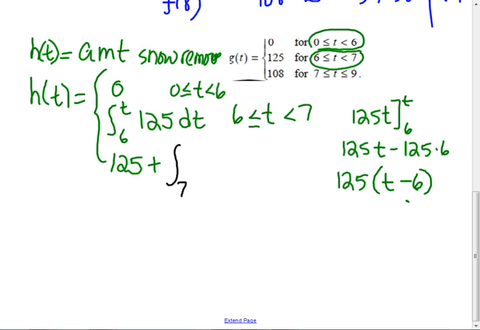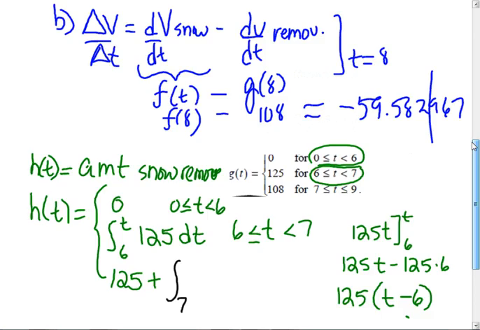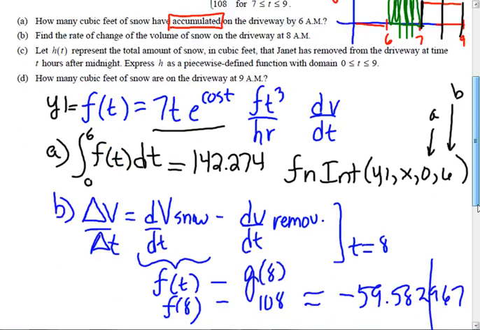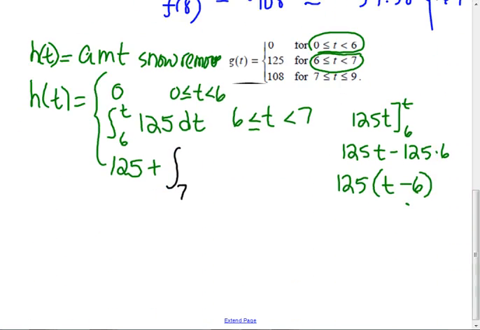not between 7 and 9, but at 7 and t, because at 7 she hasn't done anything at 108 cubic centimeters per hour, but at 8 she's done half of that. She's done 54, right? And at 9 she's done the 108. But you have to have it be partial, so it's 7 to t of 108.